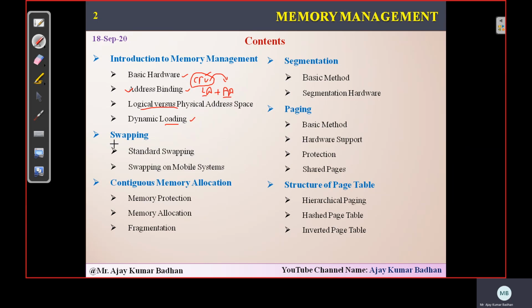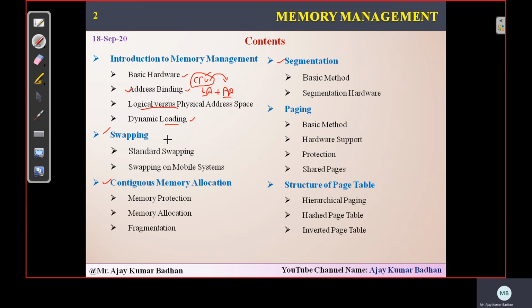Today we will be discussing the latest topics: swapping, continuous memory allocation and segmentation. Swapping, I think you know what it means: interchanging two different variables, from a programming point of view. But in this scenario, we will be swapping the processes, not the variables.